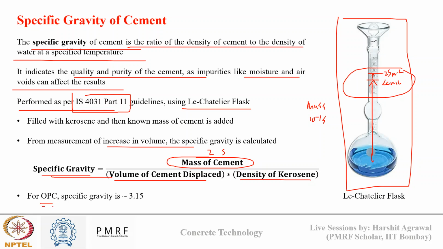For OPC, generally the specific gravity is around 3.15. This is based on Archimedes' principle. When we add the cement mass, how much volume it displaced.